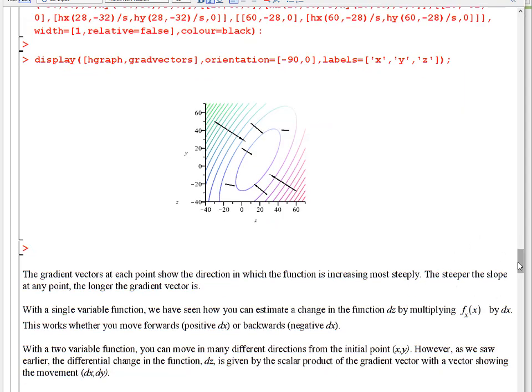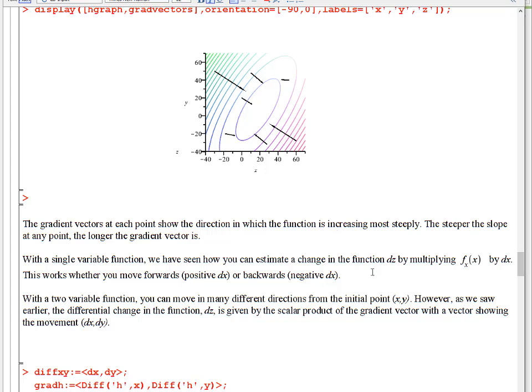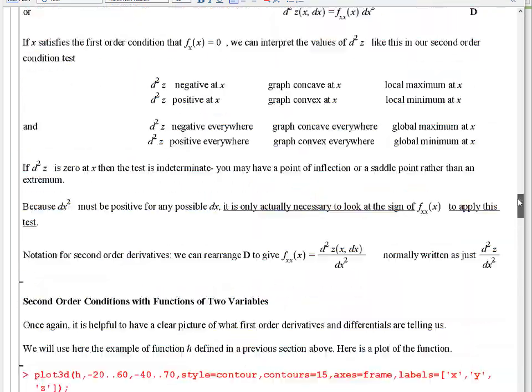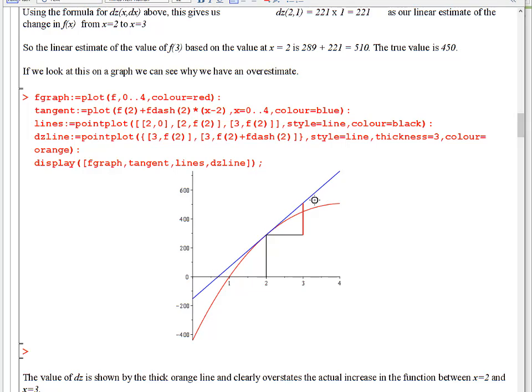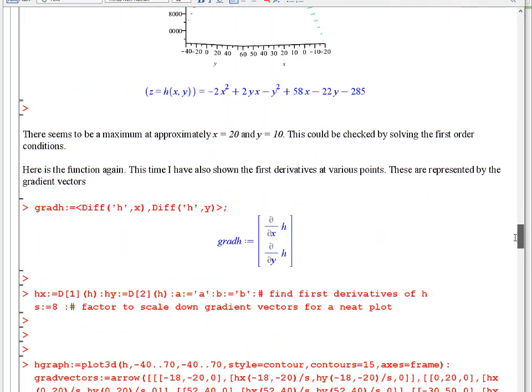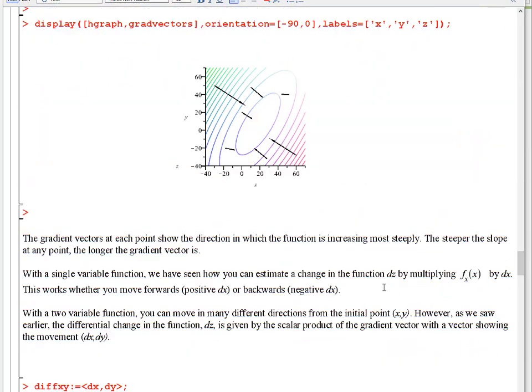Okay, so with a single variable function, you estimate how the function is going to change by multiplying the gradient by dx, and it works whether you move forwards or backwards. So that's why up here I mentioned that you can use the same 2, 2, 1 going forwards or backwards, because there's only one gradient. The problem here is that if we start here, there are an infinite number of different directions we can go in.